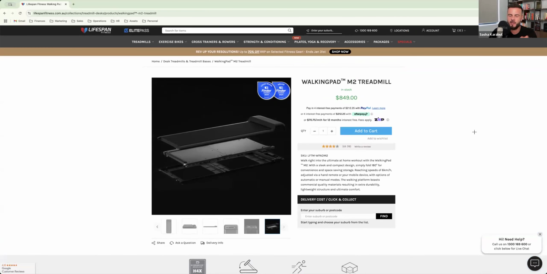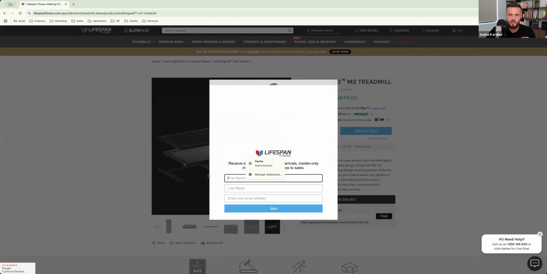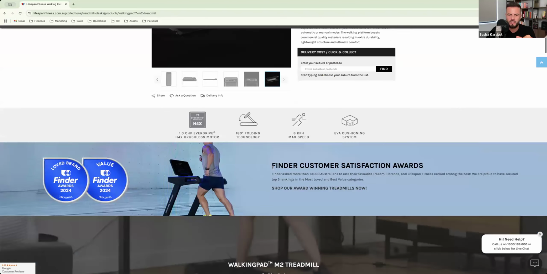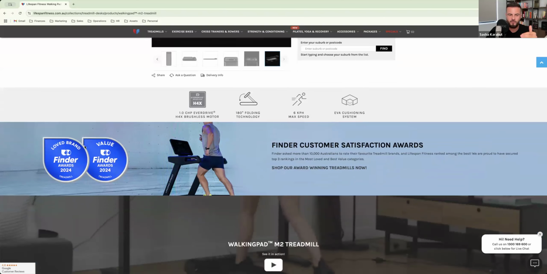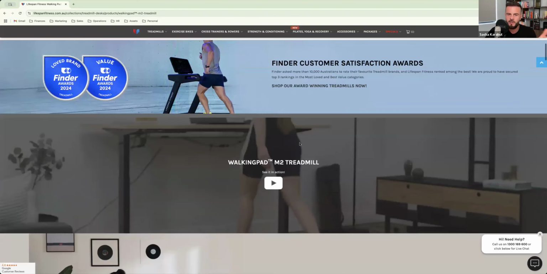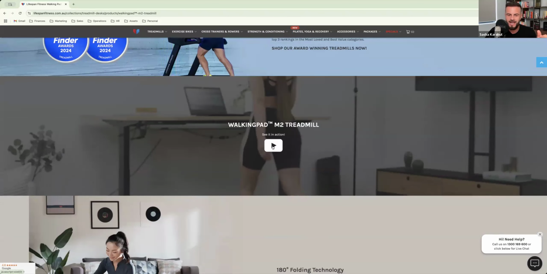So the top is high level, not tons of really heavy sophisticated information. There's enough there to make a decision. There's in stock, there's a call button, there's great images. You can get your discount code and all those good things. And then as you go down, we've got this customer satisfaction awards. I'm like, wow, this is really good. There's a small video that you can see it in action.